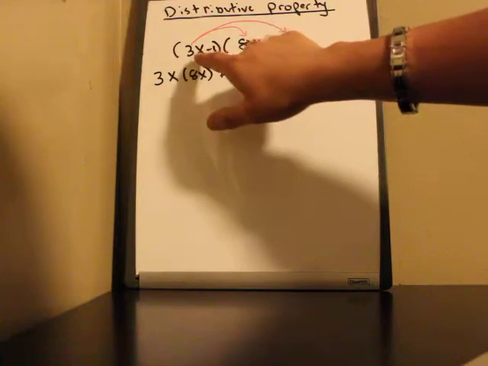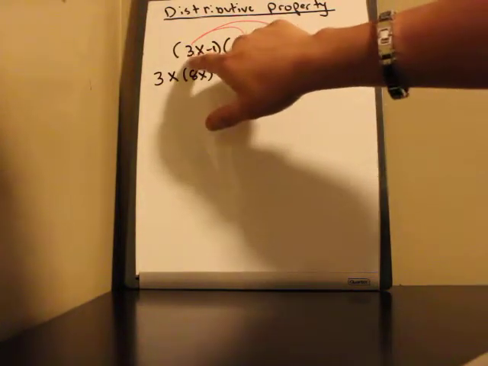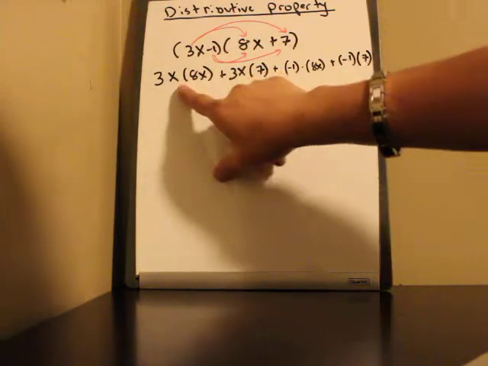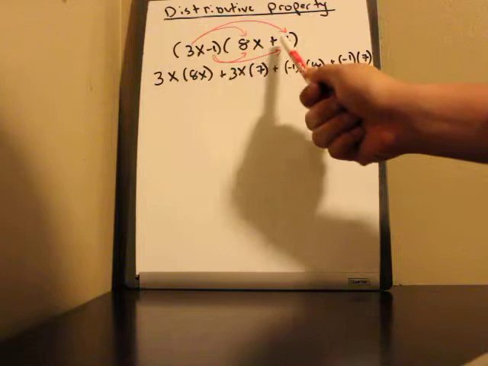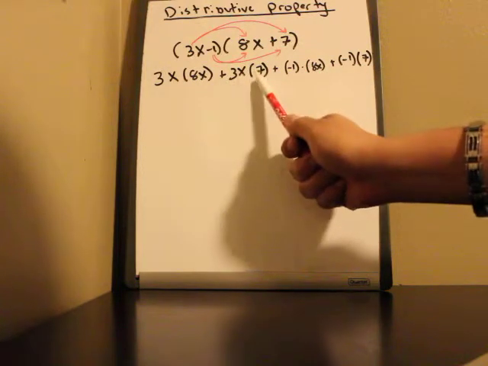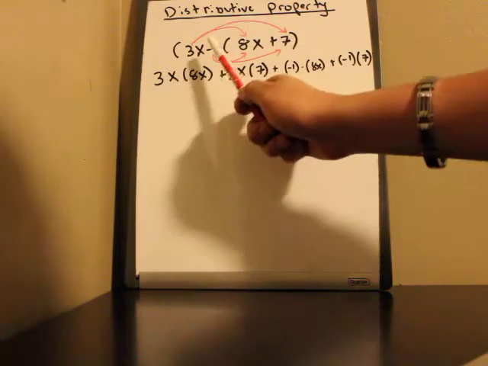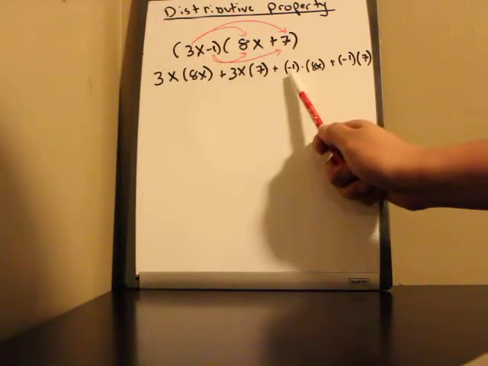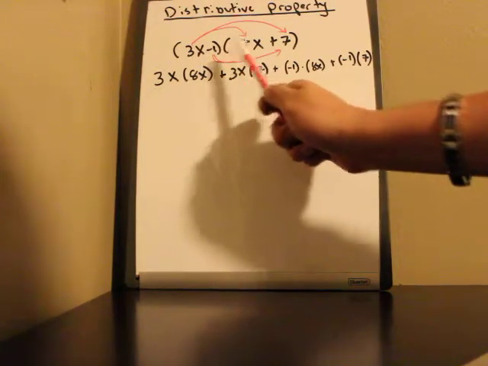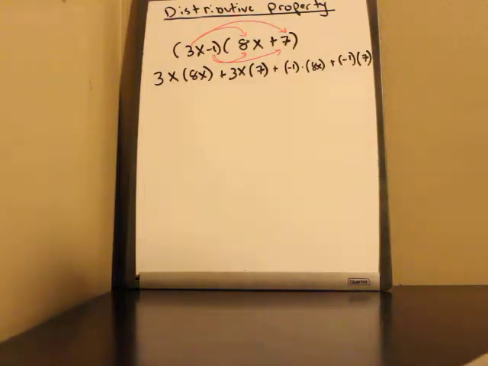So 3x times 8x. Okay, so we took our 3x and multiplied it with 8x. That's right there. Now 3x is going to multiply with 7. So we get 3x times 7. Now we're going to take this negative 1, this minus 1. Minus 1 times 8x is right there. We have minus 1 times 7. Okay. Now we're just going to simplify this down a little bit.